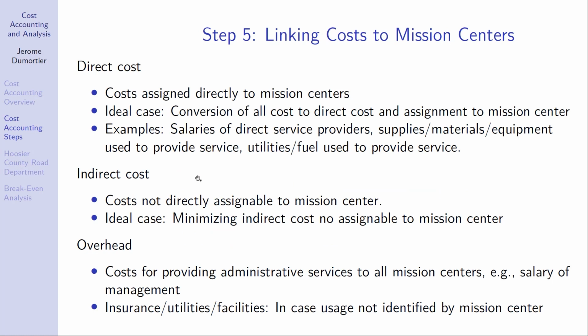Then the last step: you really have to link the costs to the various mission centers. In an ideal case, you have only direct costs that you can directly associate with the various mission centers. But in reality, you're going to have indirect costs or overhead, and then you have to use the allocation factors, which you developed in the step before, to allocate those indirect costs to the various mission centers.